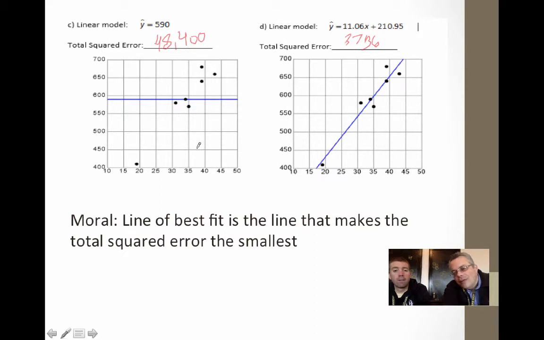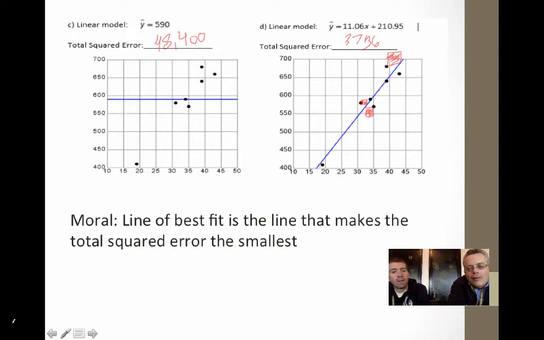Lewis, can you pencil in a couple of squares? If we drew in the residuals and the squares, I don't know how good my squares are being, but if we drew in the squares for the total squared error, they're not very big. You can see they're pretty small.